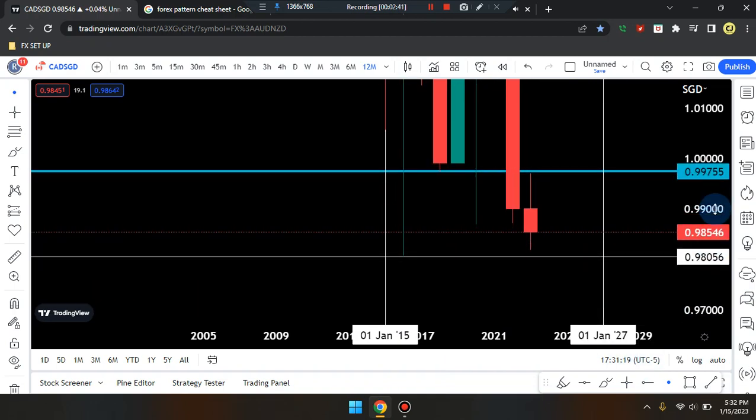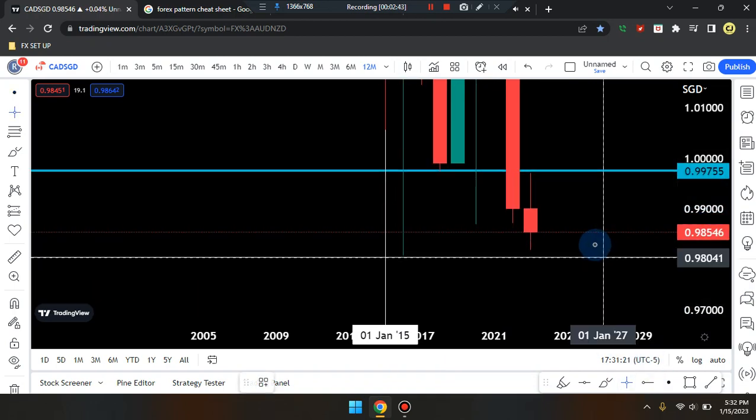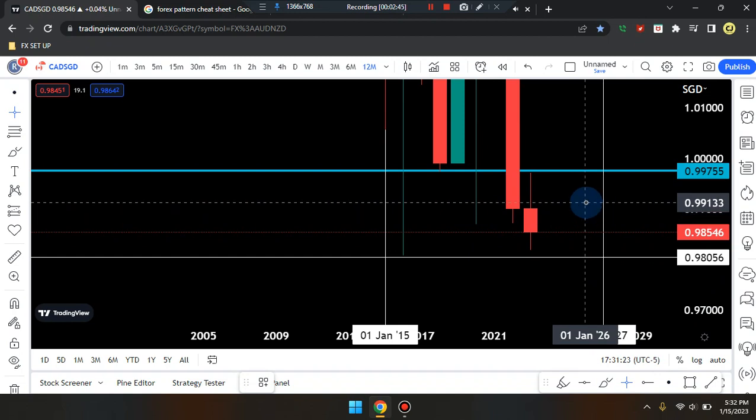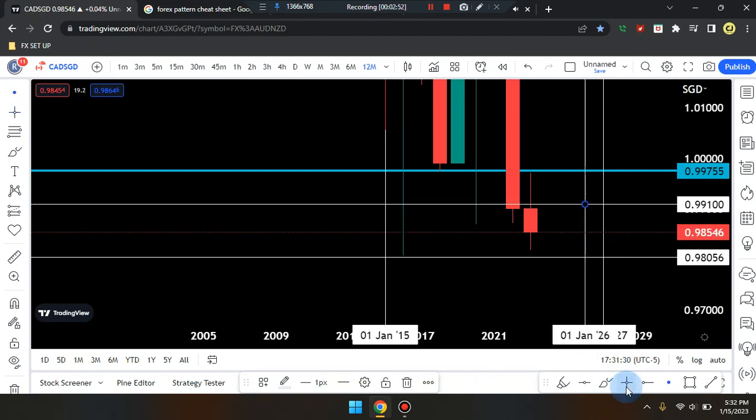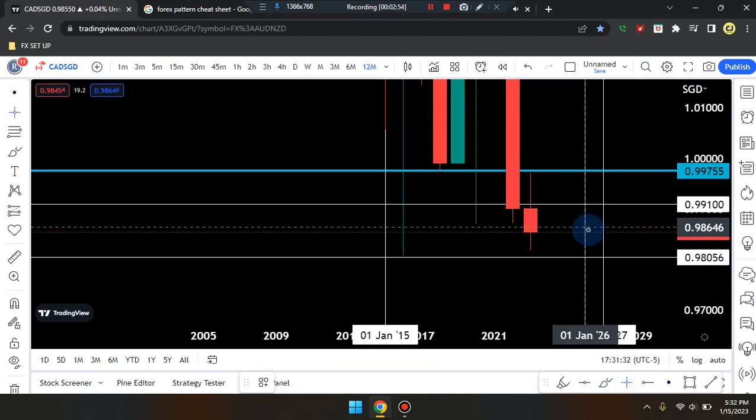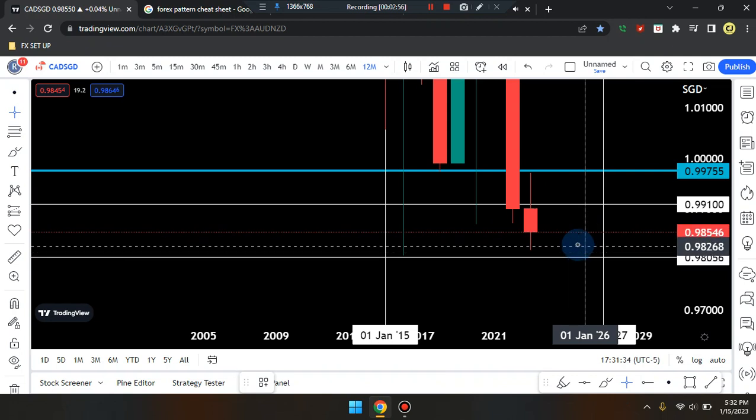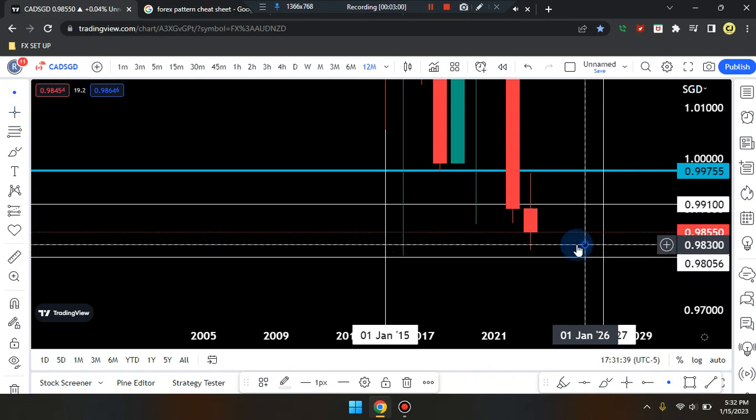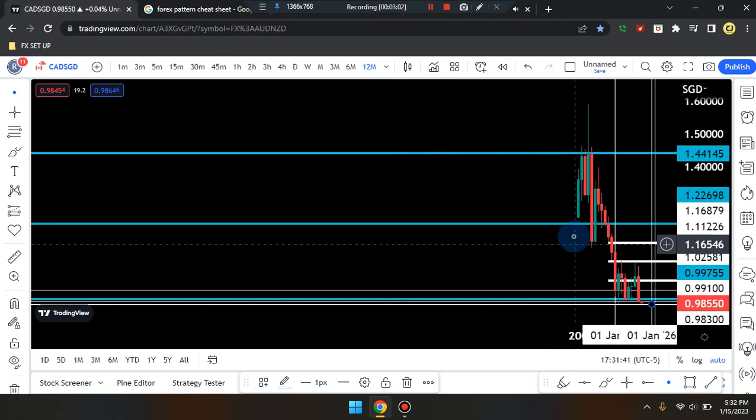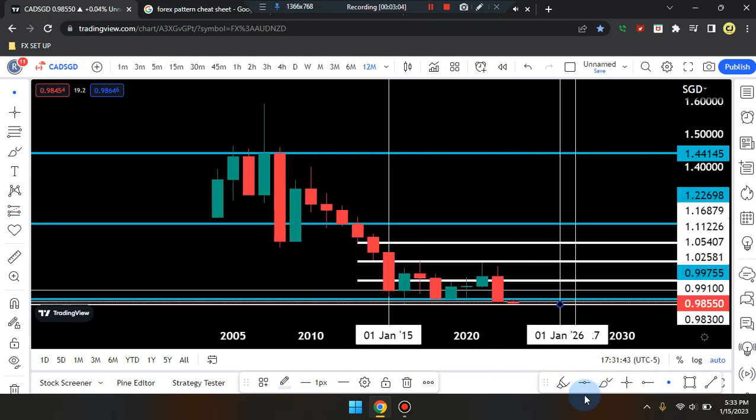Let's see if we could create some midpoints within those areas. So we just grab a midpoint between the area above price, which will be near the numbers of 0.99100, and let's also add the midpoint between price and the support, sitting at the numbers of 0.98300. So let's take a look at what's going on in the market.